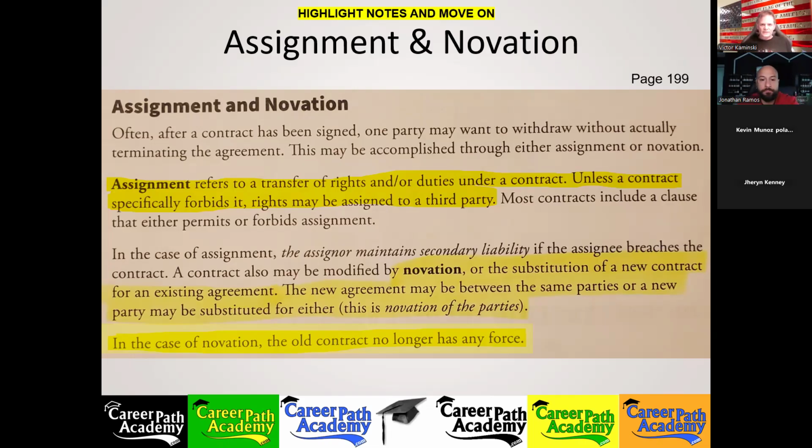Now, your version of this book has an additional sentence there under novation. You should probably highlight it too. It says, in the case of novation, the old contract no longer has any force or effect, thereby relieving all parties of their obligations to the original contract, which has now been terminated. I guess they tried to fix the definition a little bit, but it's still a little jacked up.